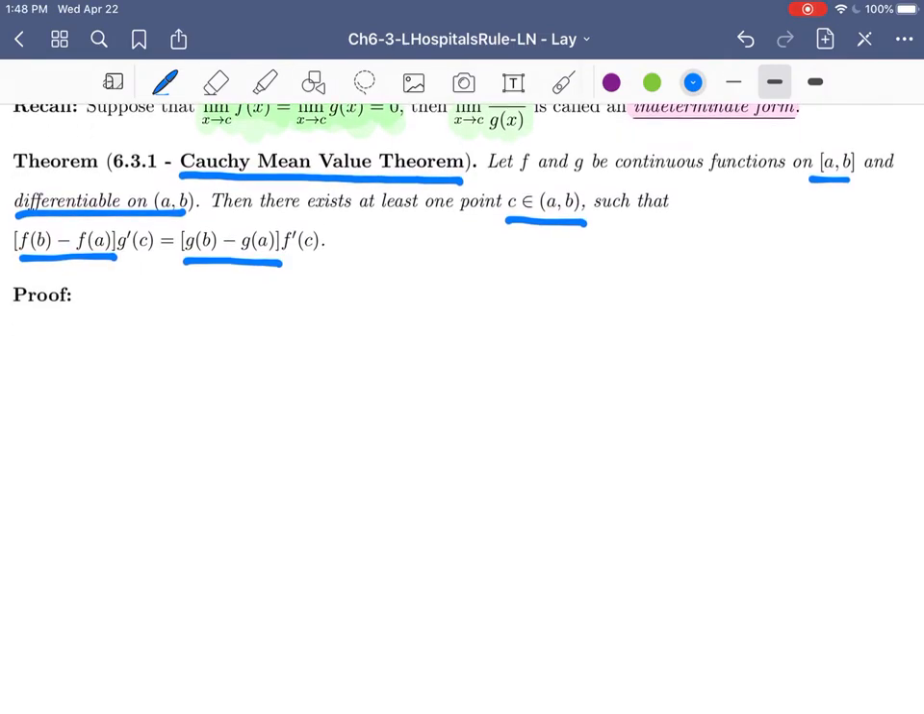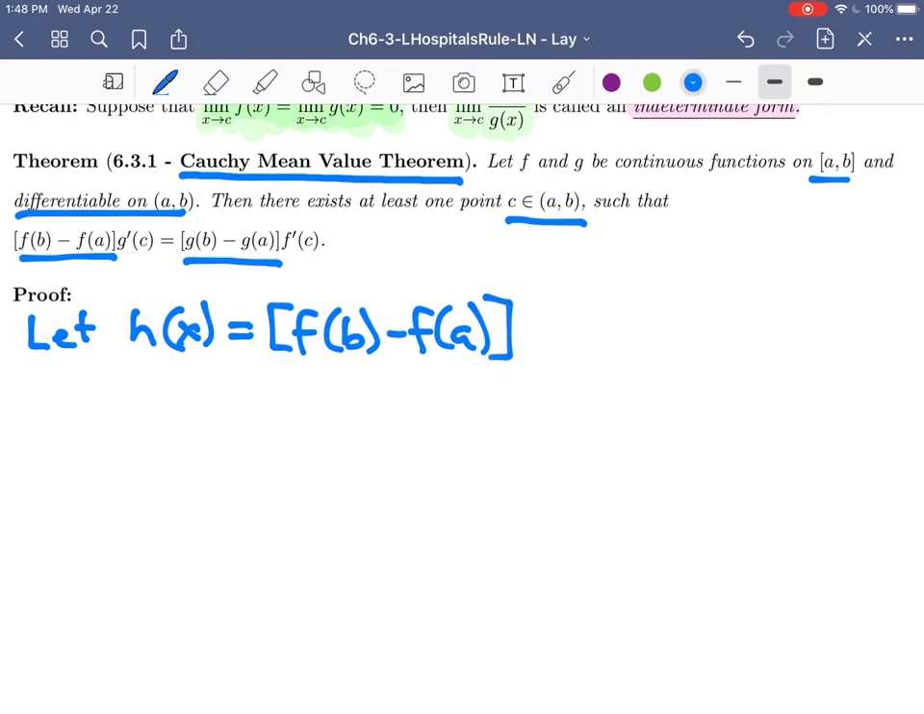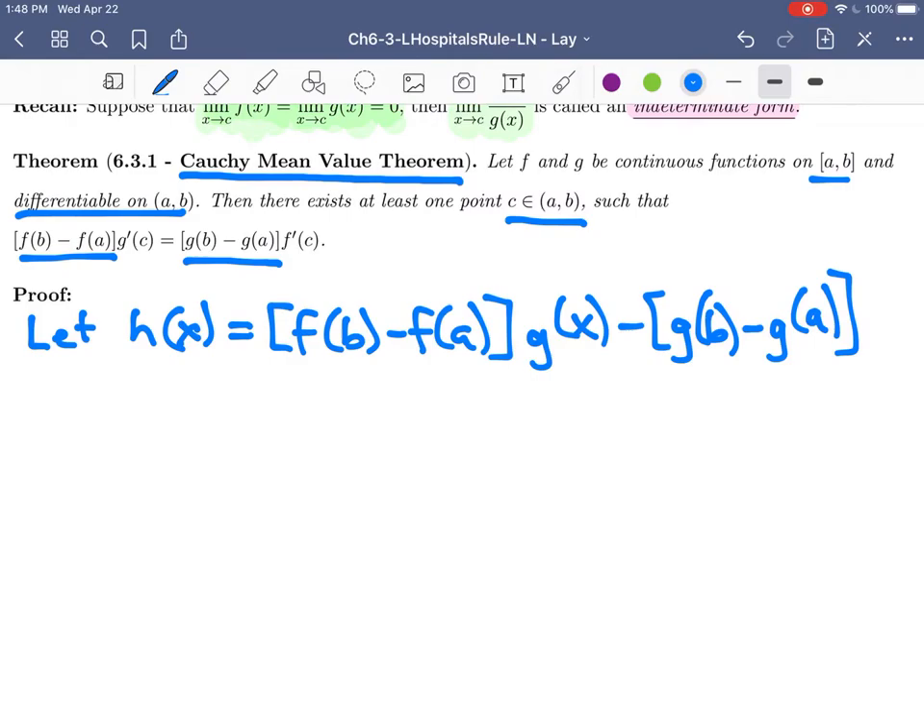And the way that we are going to prove this is we will let h of x be equal to f of b minus f of a times g of x minus g of b minus g of a times f of x for x living in the closed interval from a to b.